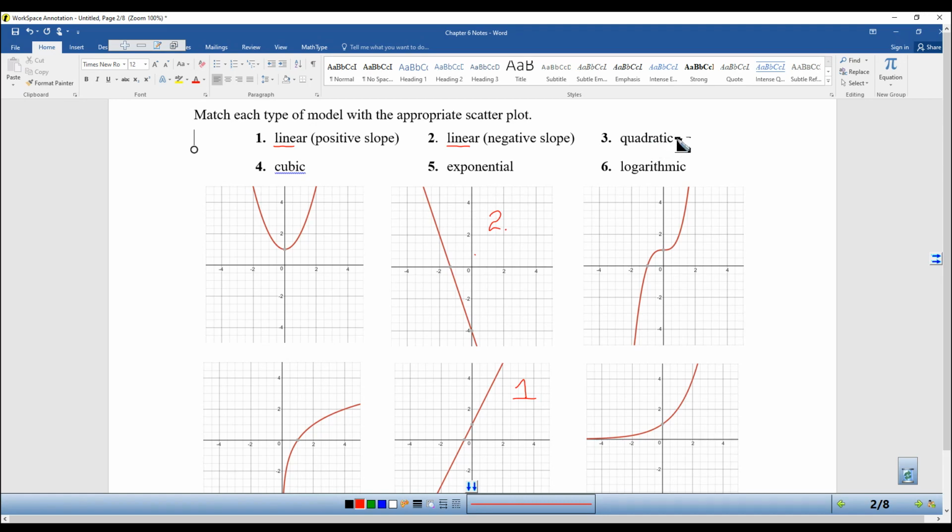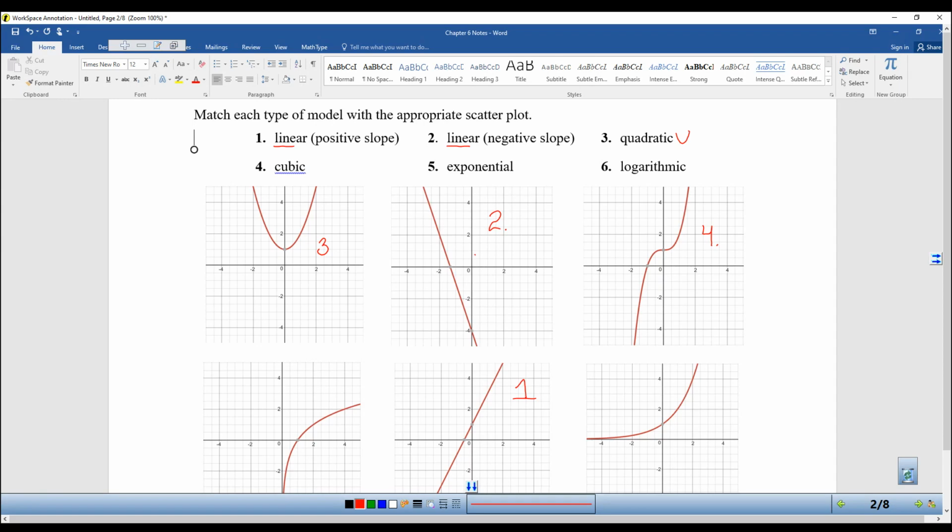A quadratic function makes a parabola. So this is number 3. A cubic function has this general shape. So this is number 4. This has been shifted up, but that's okay. We're just trying to match the general shape.